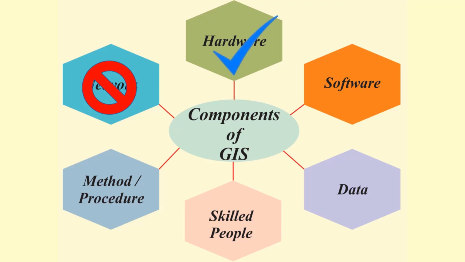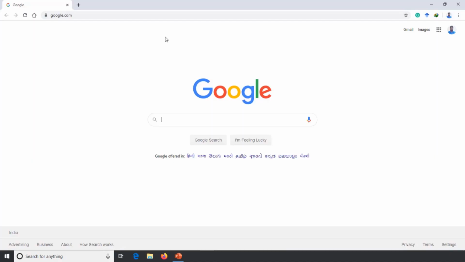For time being, we will consider I am skilled people of GIS. At the end of this program, you people will be skilled people. As I am already here in this training program, we will consider skilled people component also we have. The remaining are software, data, and method or procedure. In this video, we will see how to get GIS software. As you are aware, in this training program, we are going to use QGIS as a software to learn GIS.